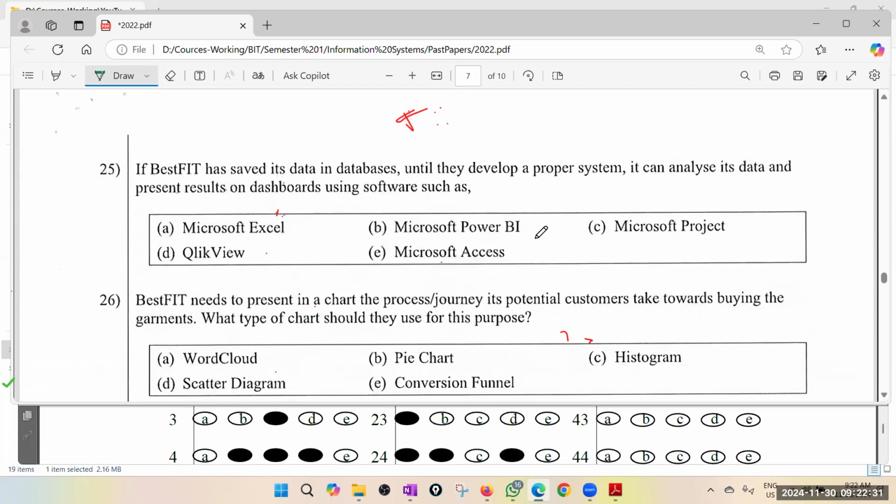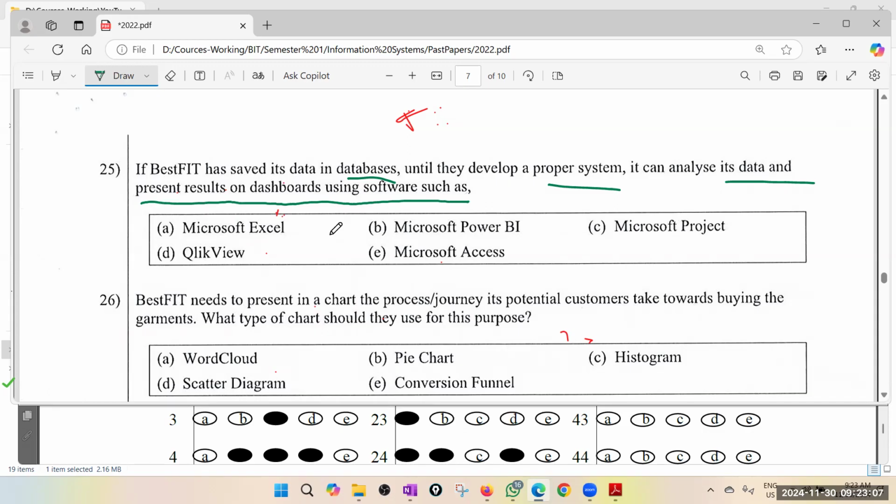25. If BestFit has saved its data in a database until they develop a proper system, it can analyze its data and present results on a dashboard using software such as. So that is the general knowledge. Okay. So what are the business intelligence tools available? That is what they are looking for. Maybe this is mentioned in your reference book. I don't think this is mentioned in any of your notes. Okay. Maybe check your general knowledge.